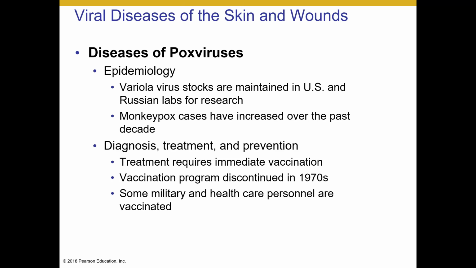Treatment for poxvirus infections may involve vaccination shortly after exposure. The smallpox vaccine is highly effective if given early. Prevention depends on vaccination, isolation of infected individuals, and public health surveillance.